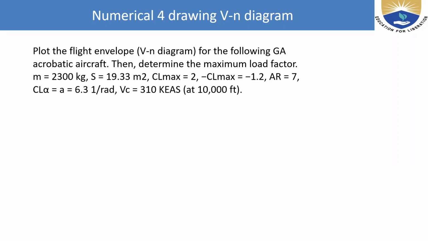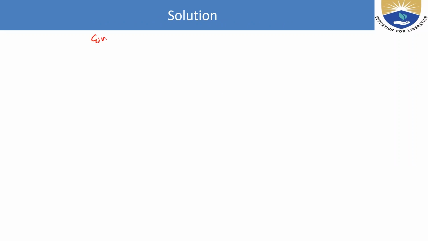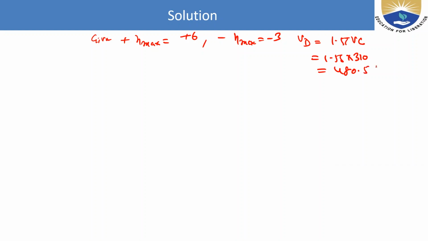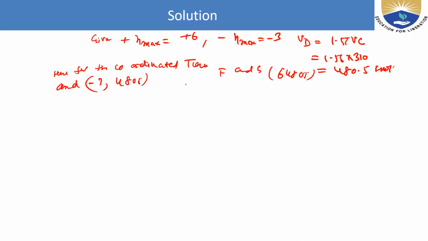So this we have to see. Here given plus n max is equal to plus 6, minus n max is equal to minus 3, Vd is equal to 1.55 Vc, so 1.55 into 310, so 480.5 knot. Okay, so from here we can start the coordinated turn F and G, that is 6, 480.5 and minus 3, 480.5. To determine the coordinates of points A, B, J, K, we need to find out the CL max.